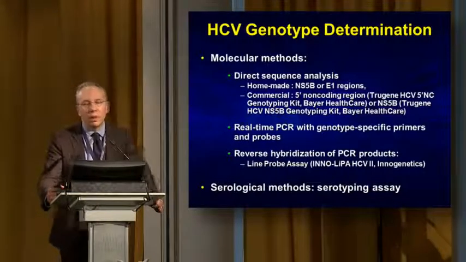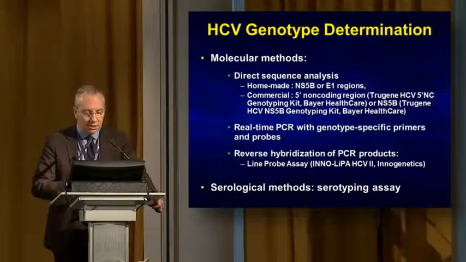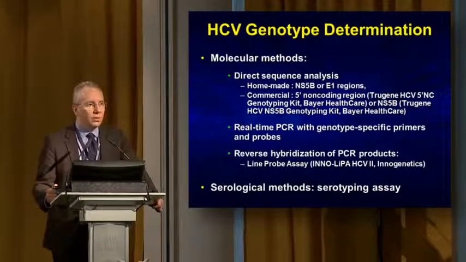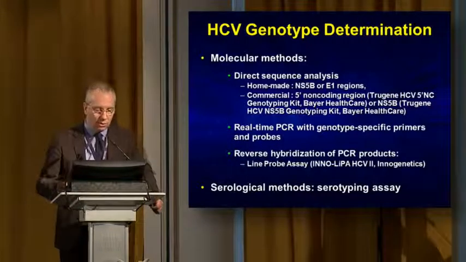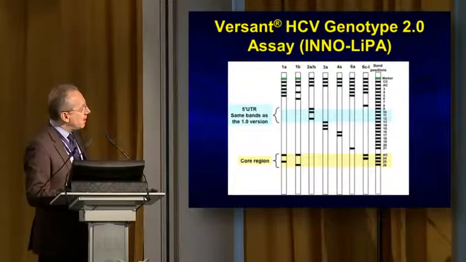But the most widely used technique for genotyping is reverse hybridization of PCR products. This is called the line probe assay, and currently the second generation line probe assay is available. There were also serological methods, but I believe now nobody is selling this kit. It was okay, but not as good as molecular methods. So I just mentioned the Inno-LiPA assay version 2.